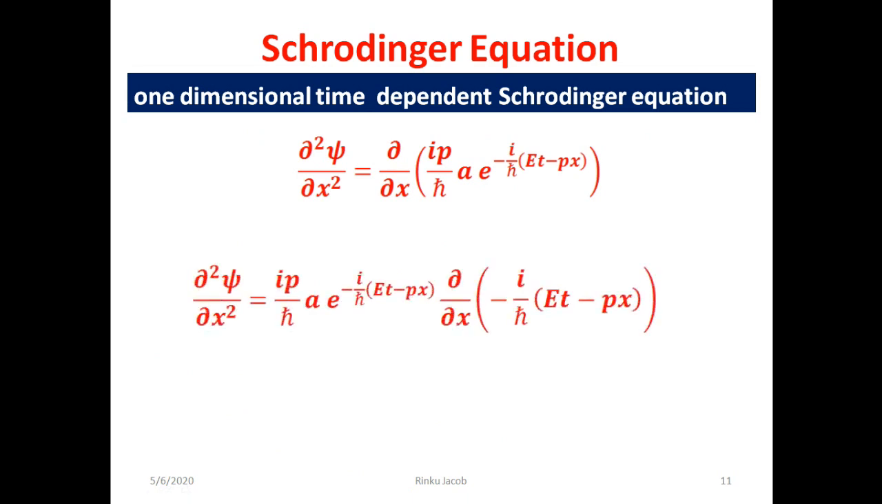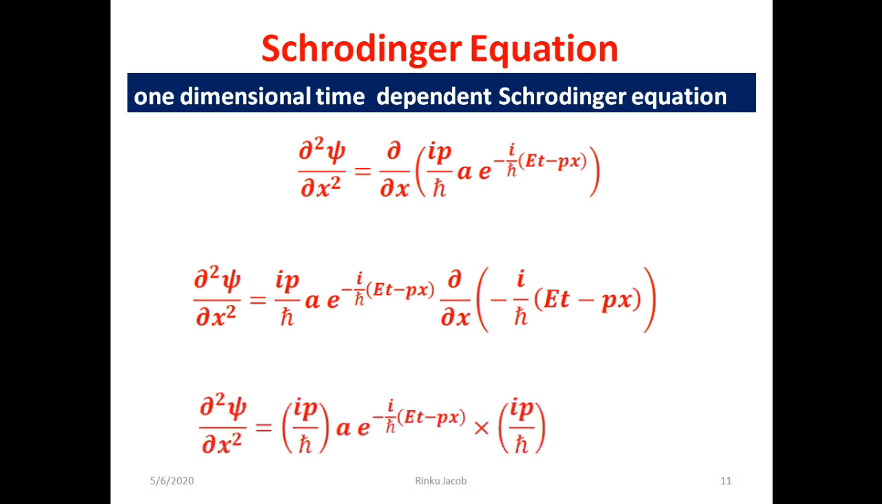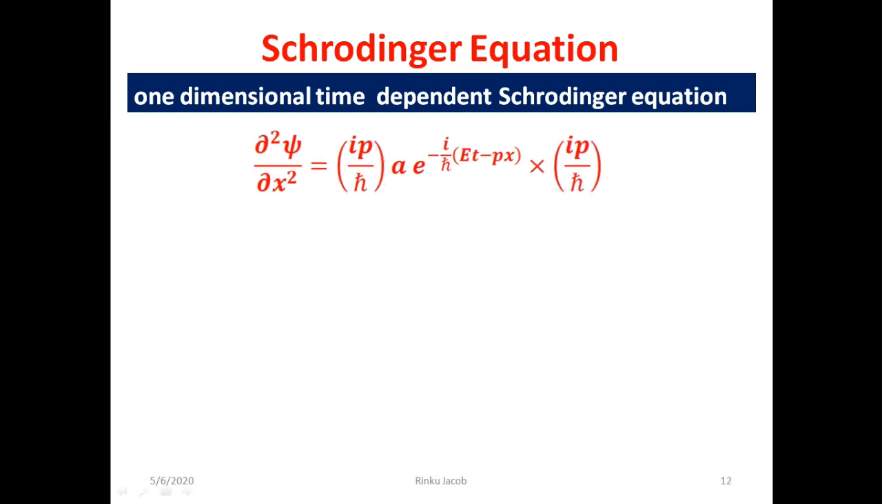That is ∂²ψ/∂x² equal to (ip/ħ) into A into exponential of (−i/ħ)(Et − px) into ∂/∂x of (−i/ħ)(Et − px). That is ∂²ψ/∂x² equal to (ip/ħ) into A into exponential of (−i/ħ)(Et − px) into (ip/ħ). So there are two terms ip/ħ. So it becomes ∂²ψ/∂x² equal to i²p²/ħ² into A exponential of (−i/ħ)(Et − px).